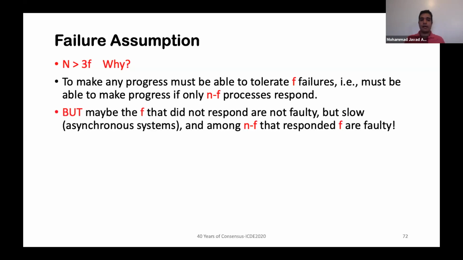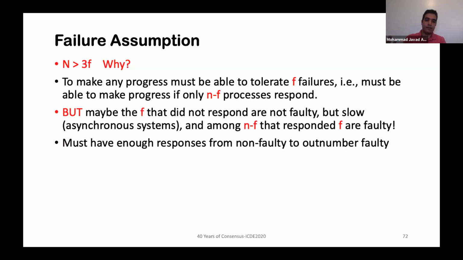However, what if the f nodes that didn't respond are not faulty, just slow? Because it's an asynchronous system, their response could be received later on. And f of these n minus f nodes might be faulty. So we need to have enough responses to outnumber these faulty nodes.